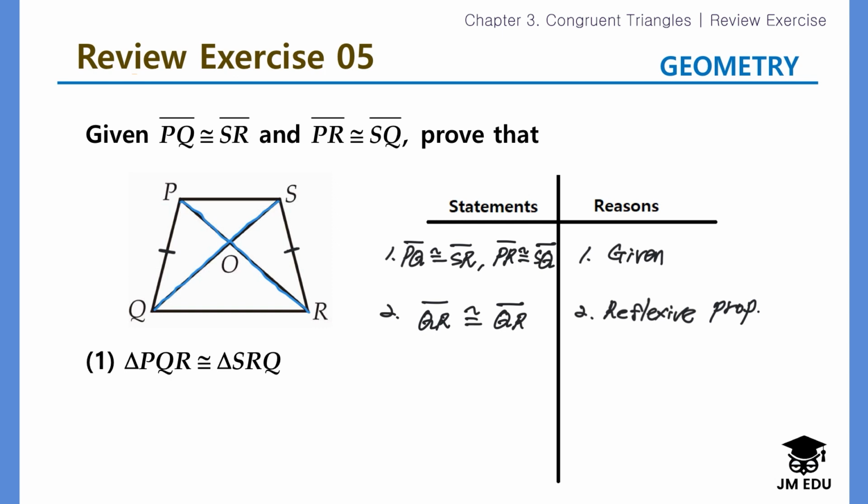Then we're done. Number 3, here, two sides are congruent, and also third side, they share it. So they are congruent, right? So side, side, side. We have 3 pairs of congruent sides, right? So we can say these two triangles, triangle PQR is congruent to triangle SRQ by SSS congruence.